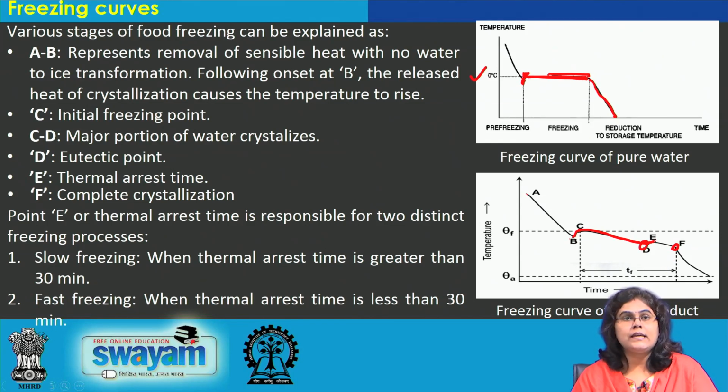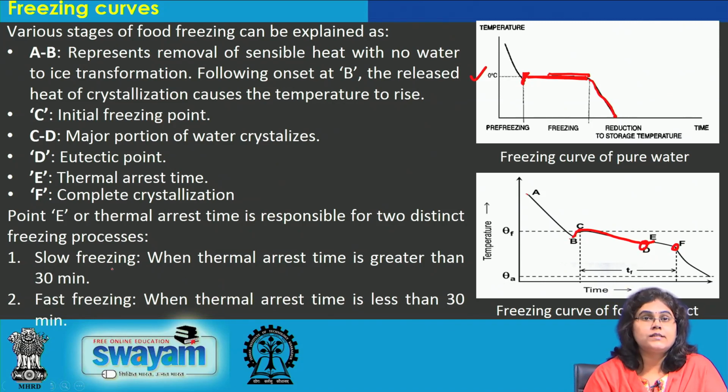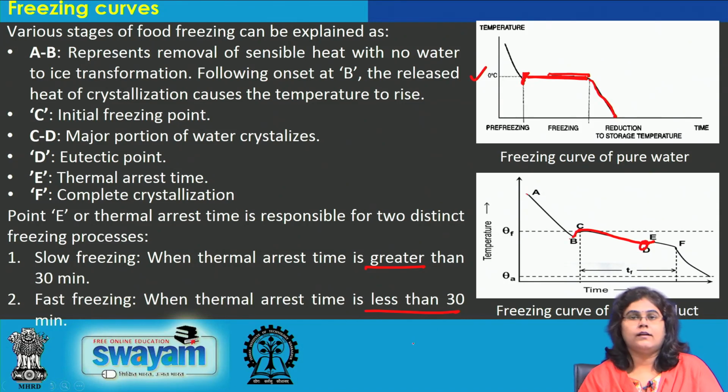Now, point E or the thermal arrest time is responsible for two distinct freezing processes. One is slow freezing, when the thermal arrest time is greater than 30 minutes. Similarly, fast freezing, when thermal arrest time is less than 30 minutes.